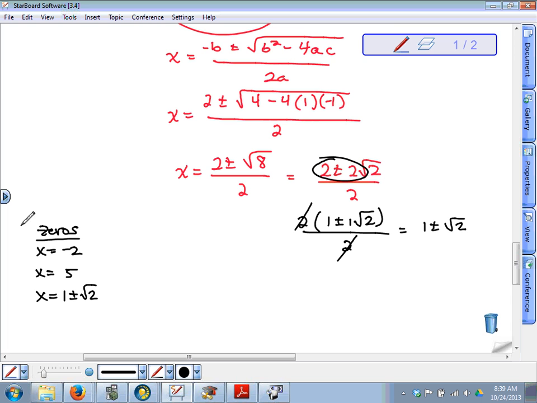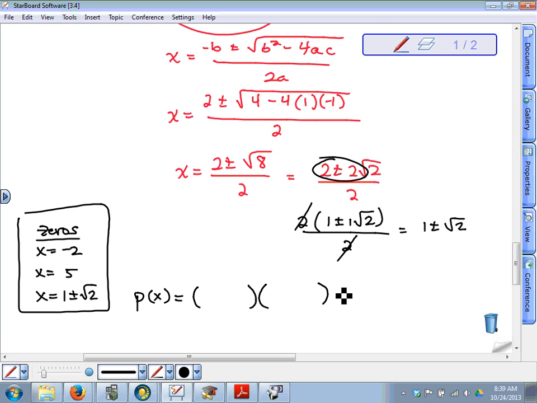On your test, I want you to list it this way so I don't have to go searching around the entire planet to find where you eventually found the zeros. Okay? Make it in a box so it's easier for me to find. Second thing I need you to do is write p of x in fully factored form. That means there needs to be 4 factors of p of x. The first 2 are easy. X plus 2 and x minus 5.